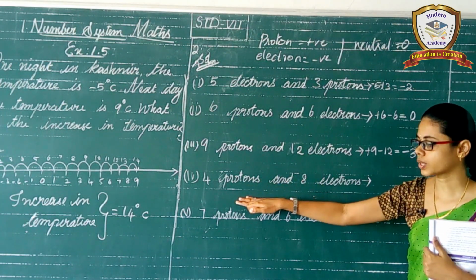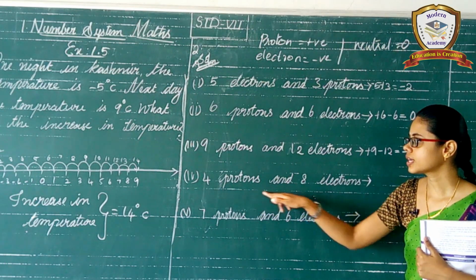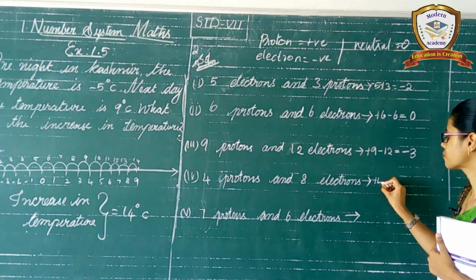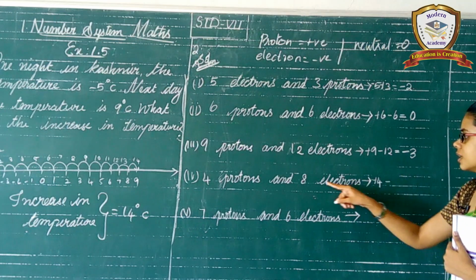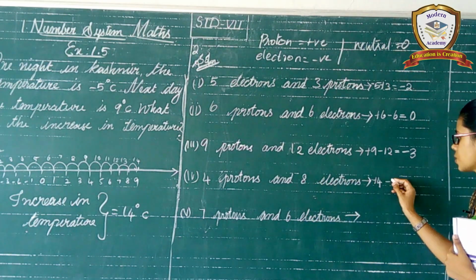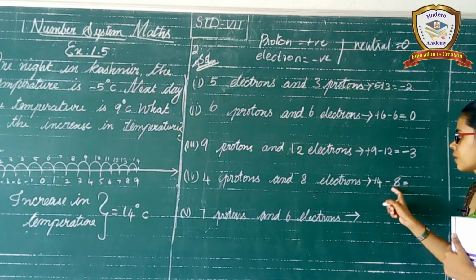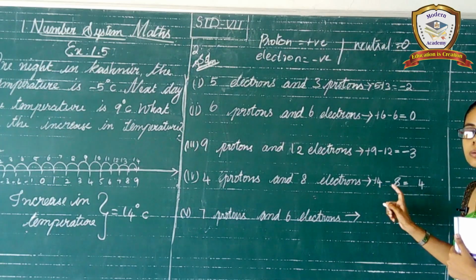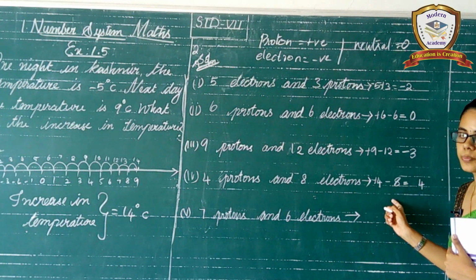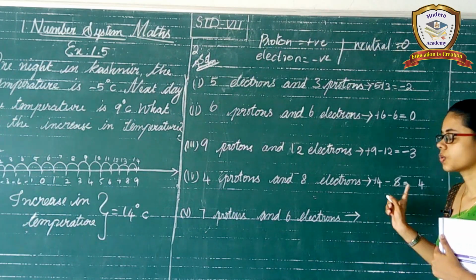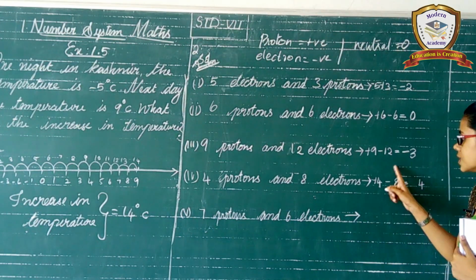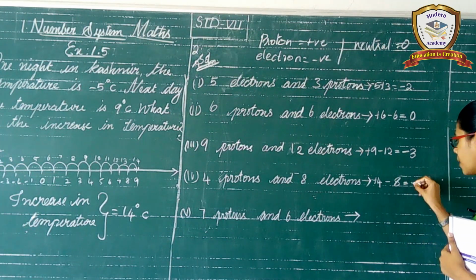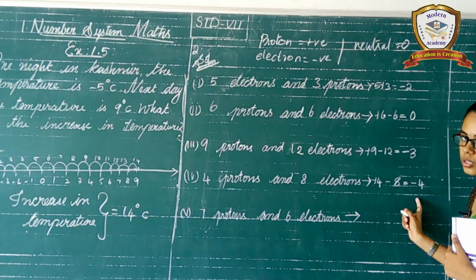Okay, and next, the fourth one. See the fourth one: 4 protons and 8 electrons. Protons mean positive, so plus 4, and electrons mean negative. So the given number of electrons is 8. So you mention here 4 minus 8. What's the answer? 4. Because both have opposite signs, which means different signs, we need to subtract the numbers. So 8 minus 4 is 4. Which one is the biggest number? 8. The sign of 8 is minus. So you want to mention here minus. That is minus 4 electrons.